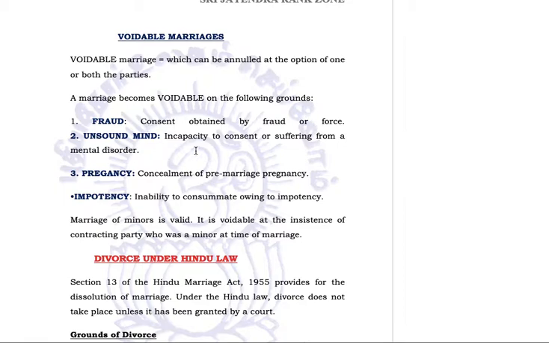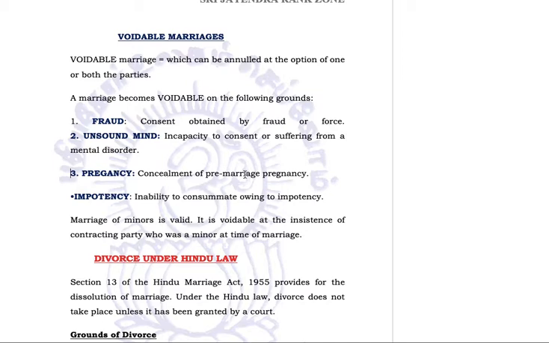Unsound mind. Incapacity to consent or suffering from a mental disorder. When someone has married a person of unsound mind, the person who has married the unsound mind has the option whether to treat the marriage as valid or not. If they wish to remain married to a person of unsound mind, no issues, no one can stop them. But if they do not want to remain in the union, they can get it terminated.